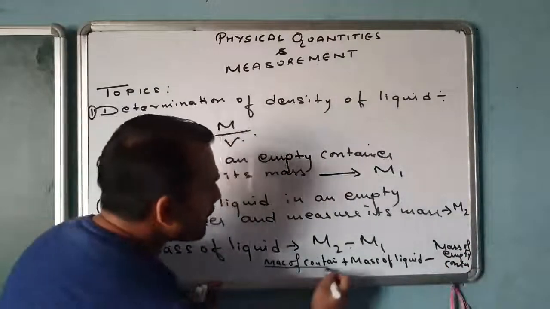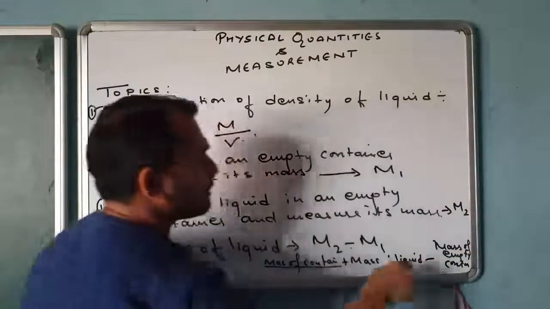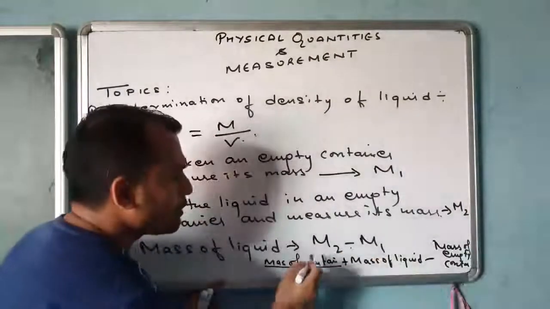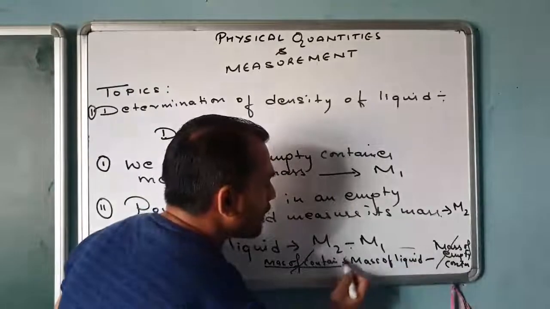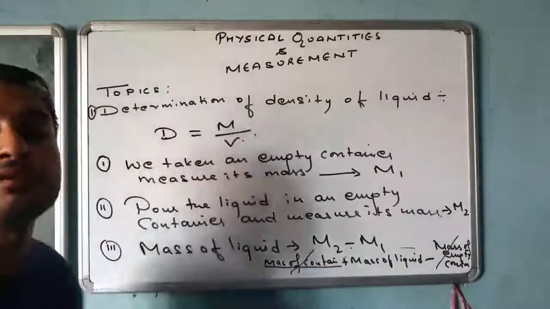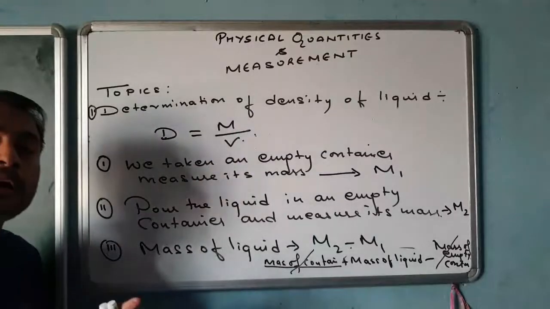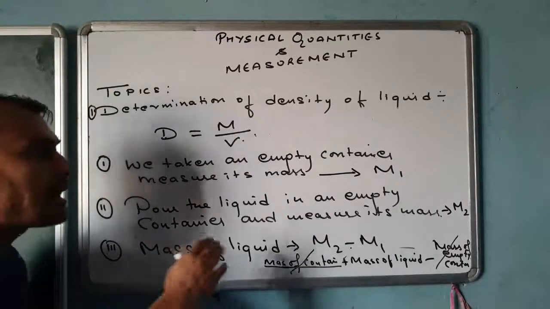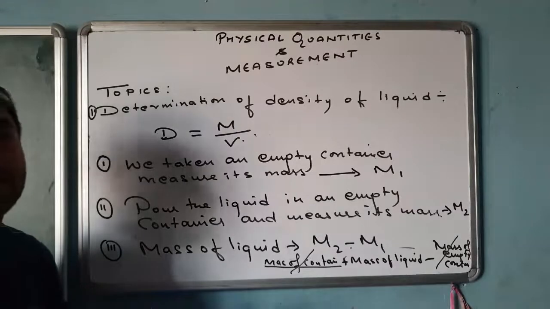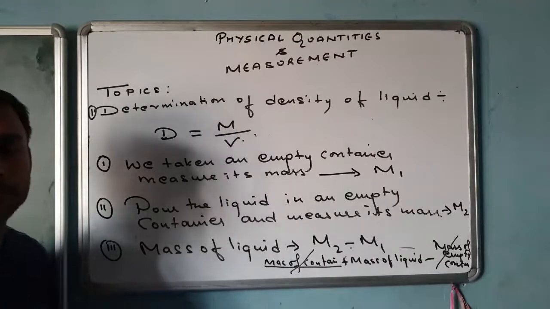Now, the mass of the container in M2 and the mass of the empty container in M1, one is positive, one is negative. So these two will get cancelled. So what are we left with? We are left with the mass of the liquid. So this way we can determine the mass of the liquid by the indirect method, because directly measuring the mass is not possible.